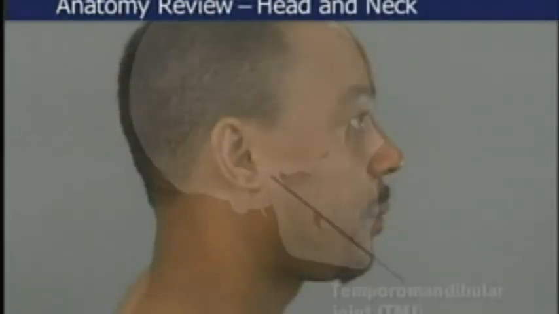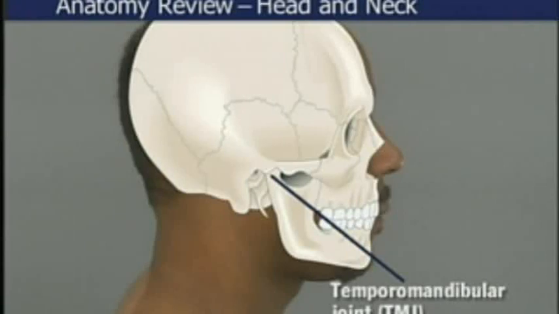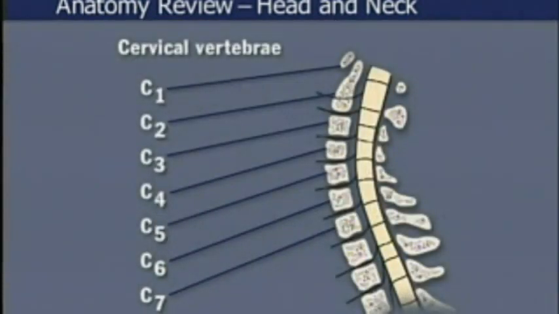Before examining the head and neck, let's review their anatomy. In the head, the temporomandibular joint, or TMJ, forms the articulation between the mandible and the skull. In the neck, joints between the 7 cervical vertebrae allow a wide range of motion.